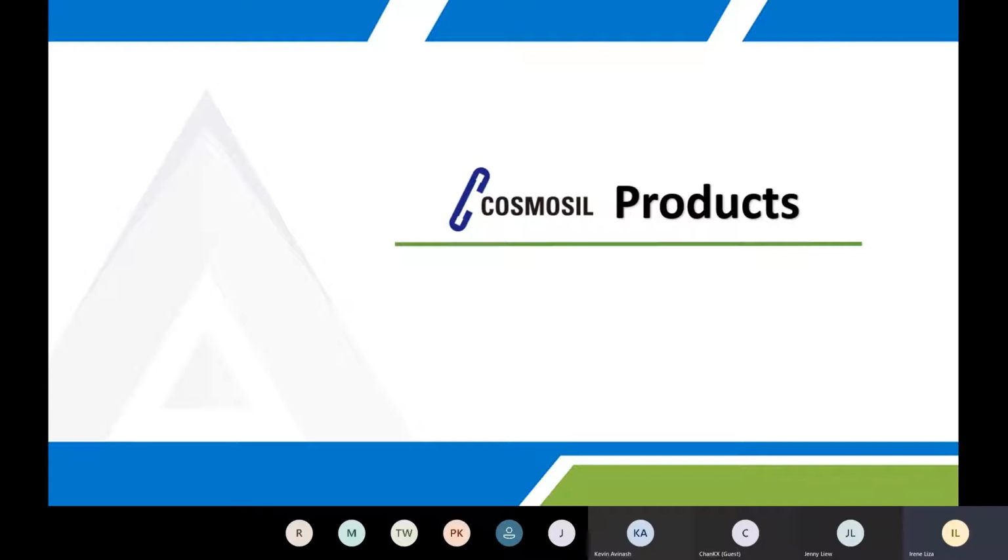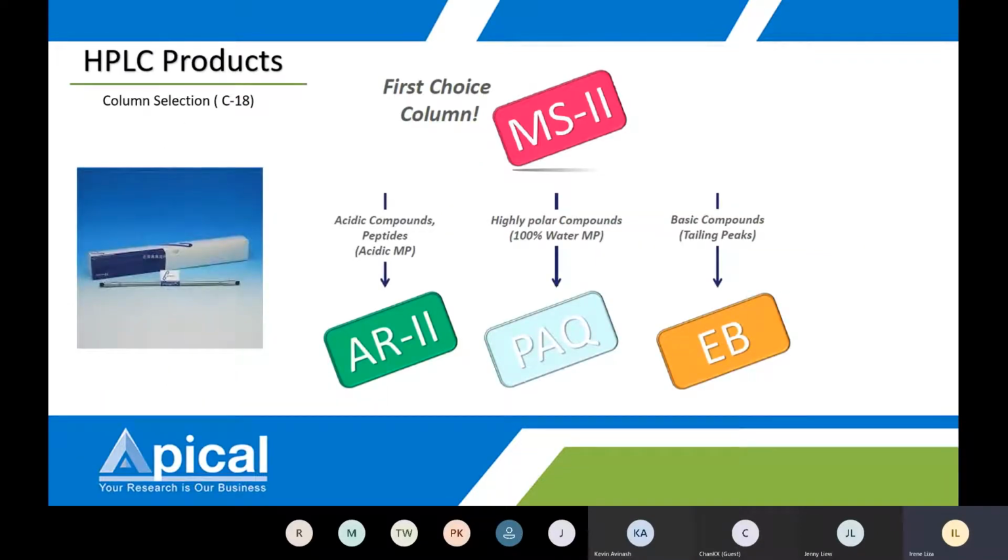Let's look into some Cosmosil based products. For the Cosmosil product, the basic one is C18, which is the MS2. This is the most general use column. If you are looking for a column, I would suggest using a basic column and starting with C18. If C18 doesn't work, for example it gives you a poor peak shape, then perhaps you can choose other types of columns that narrow to your specific compounds. If you do not have enough separation, then perhaps you can look into more specific columns that I will also discuss in the next slides.